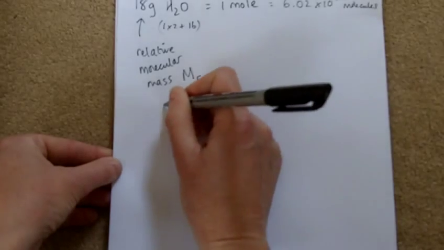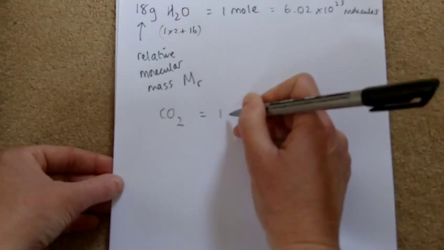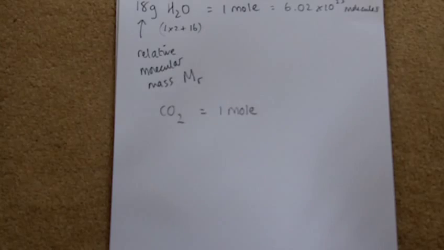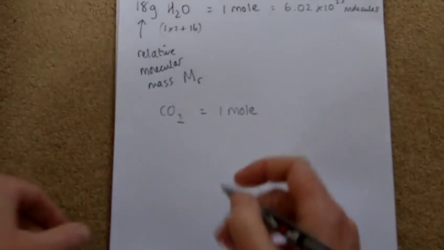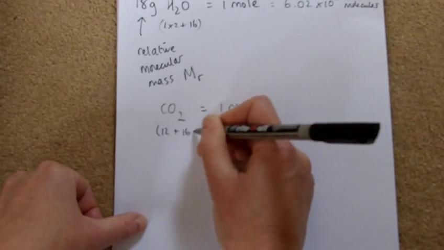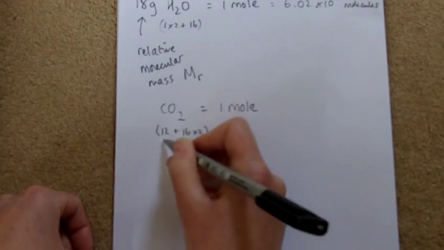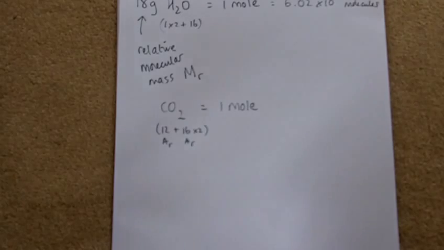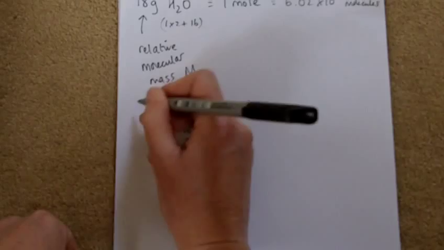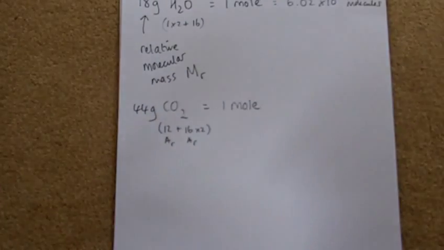Carbon dioxide, if we have molecules of carbon dioxide, what is the mass of 1 mole of carbon dioxide? You have to work out the relative molecular mass. Carbon is 12, oxygen is 16, and there's 2 of them. This is the relative atomic mass I'm using here from the periodic table. So when you add that up, that comes to 44. So 44 grams of carbon dioxide is 1 mole.